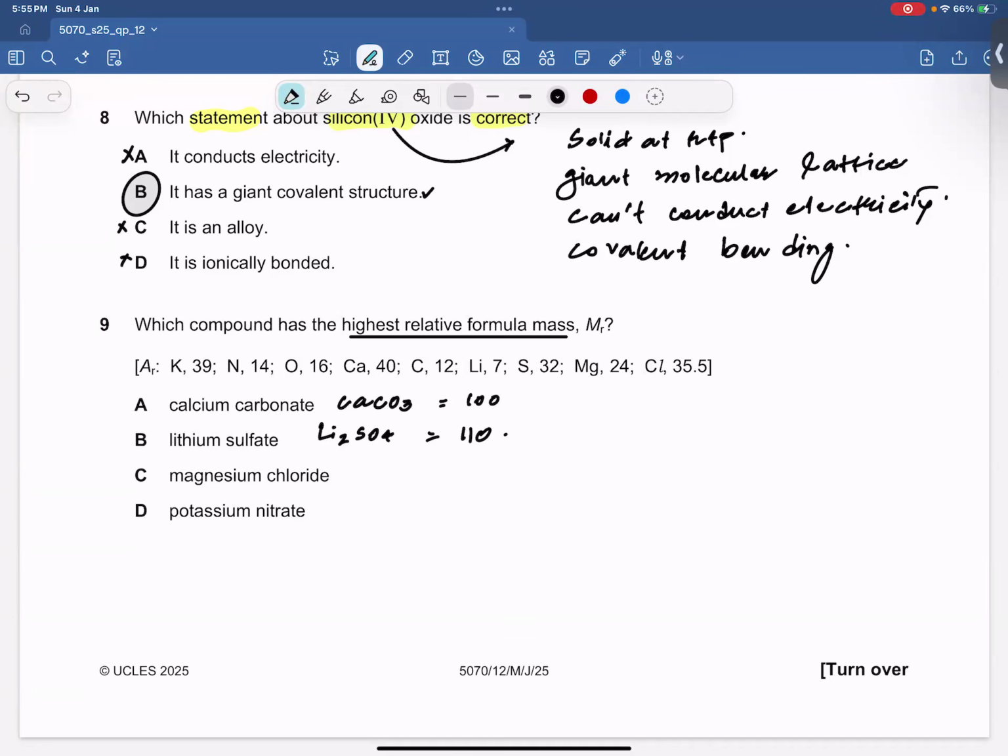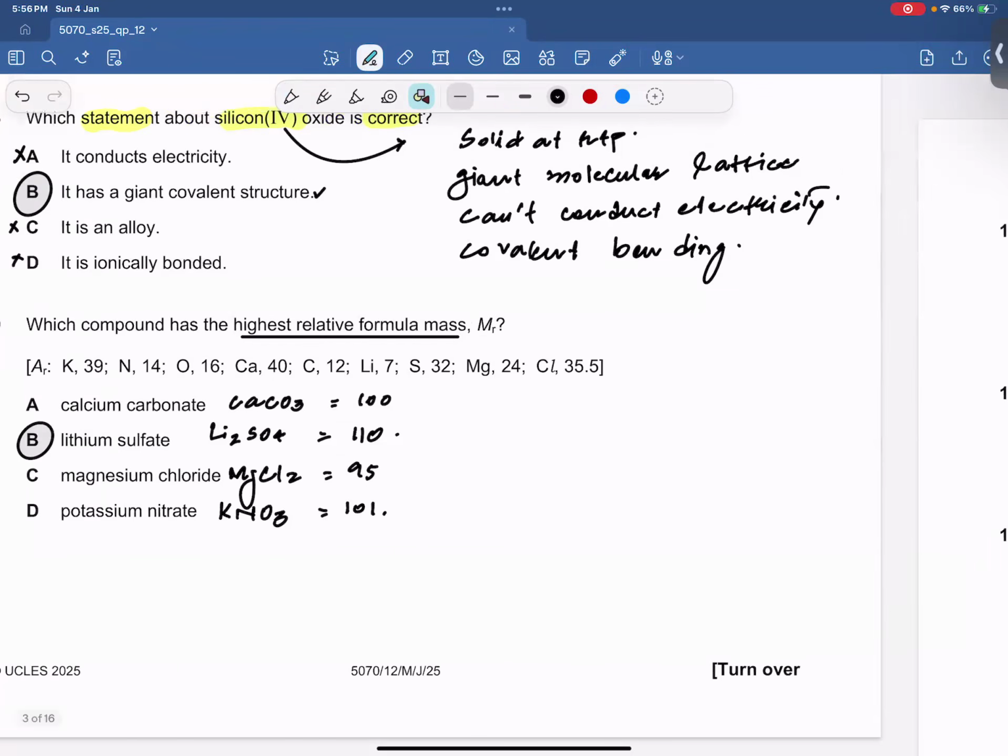Magnesium chloride has a formula of MgCl2. So magnesium is 24 plus 35.5 times 2. So it's going to be 95. Potassium nitrate is KNO3. Let me get the Mr: 39 plus 14 plus 16 times 3. It's going to be 101. So the highest relative formula mass is basically lithium sulfate, and therefore B is going to be the right answer. Okay, let's move on to the next question. Question number 10.